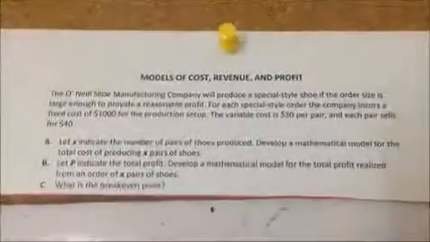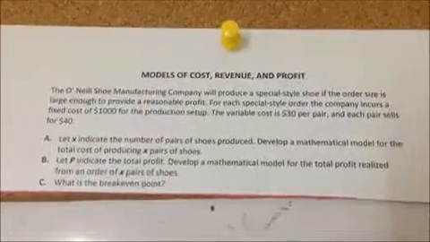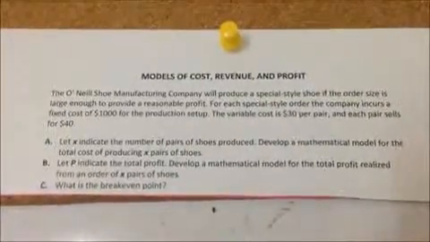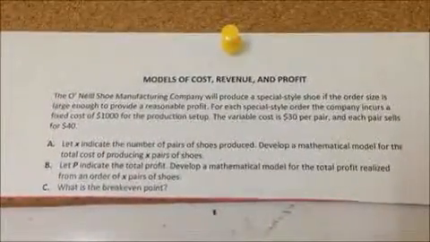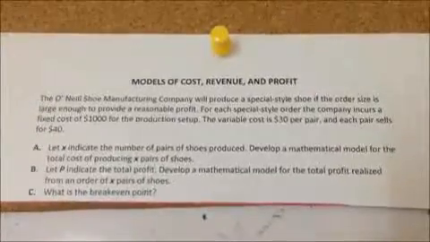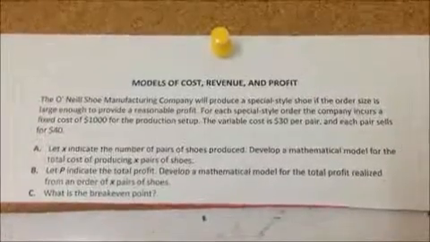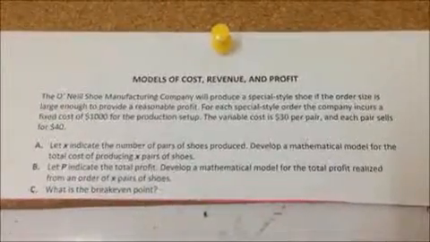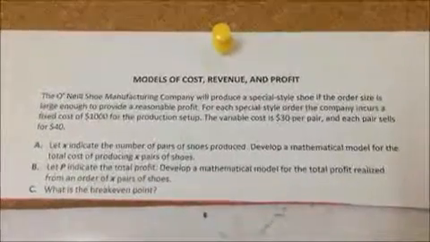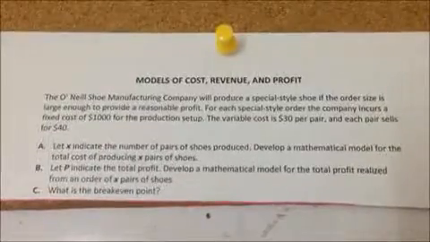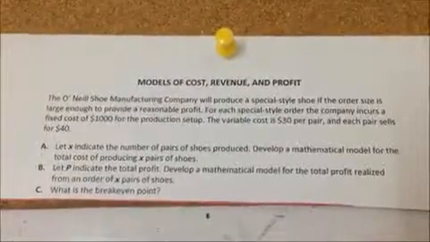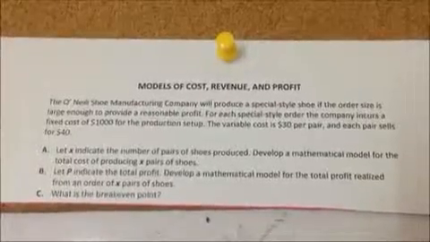First problem is for model of cost, revenue, and profit. The O'Neill Shoe Manufacturing Company will produce a special style shoe if the order size is large enough to provide a reasonable profit. For each special style order, the company incurs a fixed cost of $1,000 for production setup. The variable cost is $30 per pair, and each pair sells for $40.